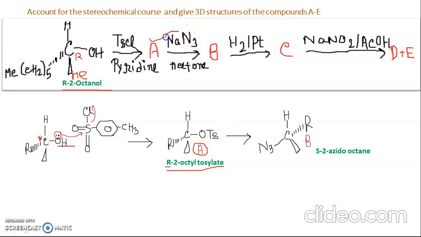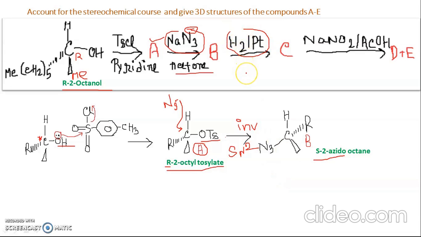Next, what are we using? We are using NaN3. Here the nucleophile is N3 minus. OTs is a very good leaving group. So N3 minus will attack from the opposite side. So now there is inversion taking place. Also see the solvent, it is polar aprotic. That is why it is SN2. So now we are getting inversion. Now it is S.